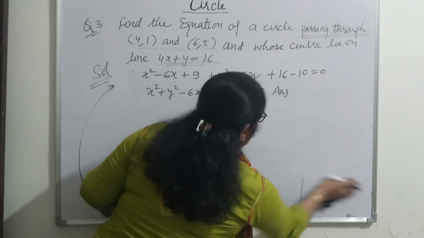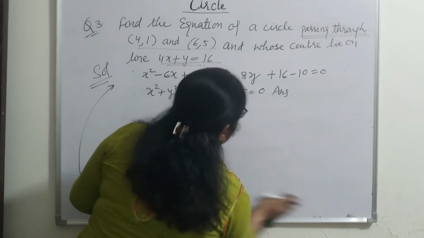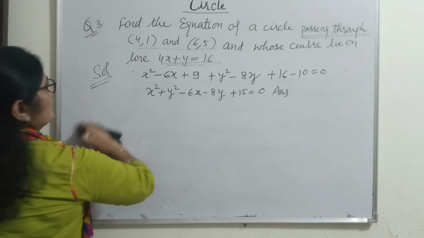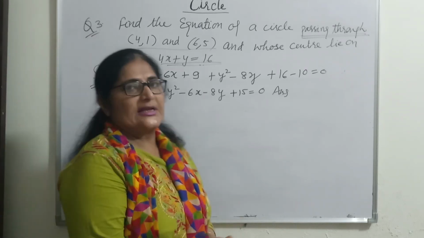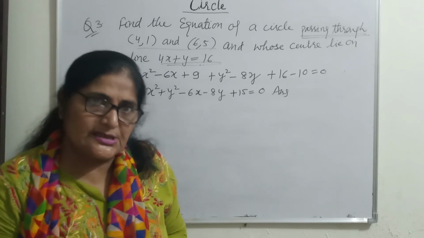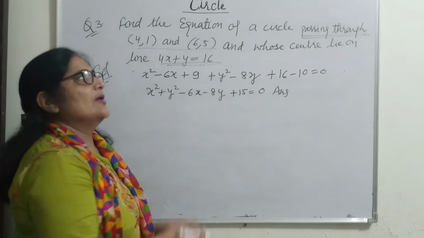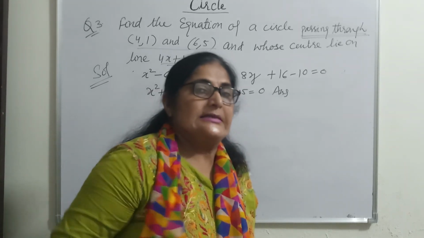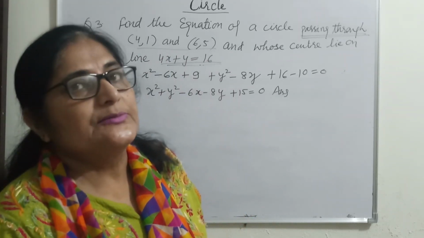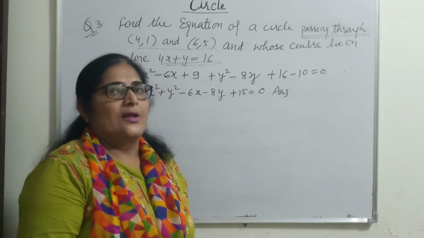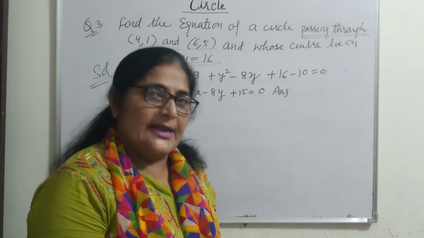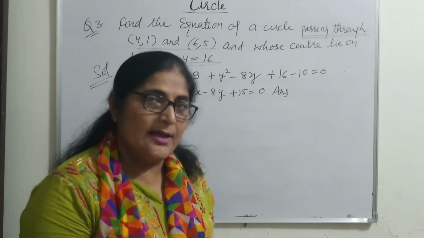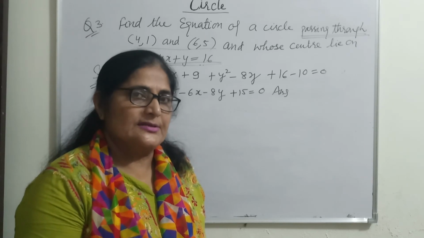So this is the equation of the circle passing through (4, 1) and (6, 5), and whose center lies on the line 4x + y = 16. Now that's all about the circle, and we can easily solve other problems of circle. We will meet in the next video, where we will discuss the parabola and related problems. Thank you so much.